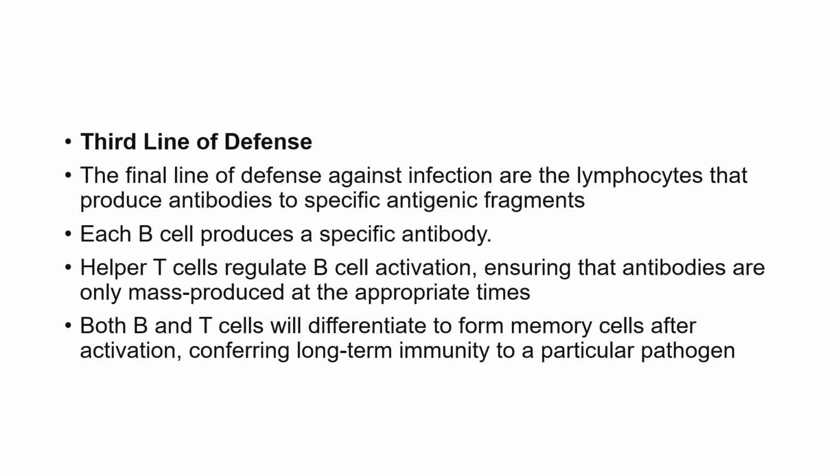Helper T cells regulate B lymphocyte cell activation, ensuring that antibodies are only mass produced at the appropriate time. Both B lymphocytes and T lymphocyte cells will differentiate to form memory cells after activation, conferring long-term immunity to a particular pathogen.